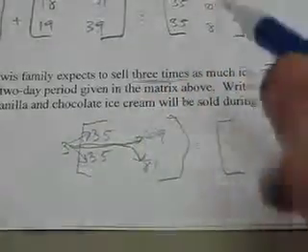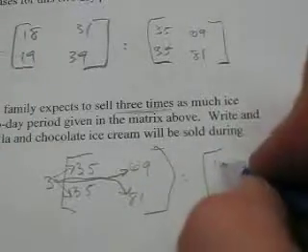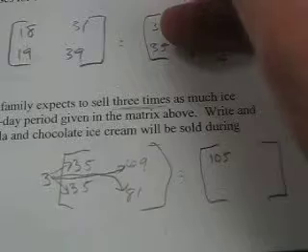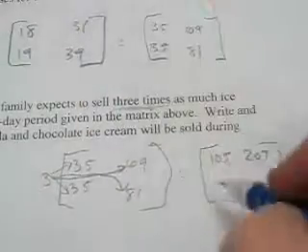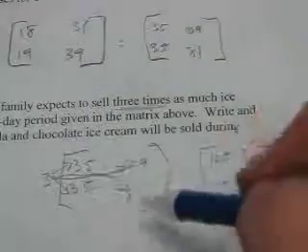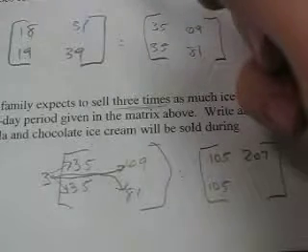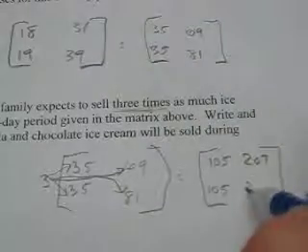3 times 35 gives us 105. 3 times 69 gives us 207. 3 times 35 again is going to give us 105. And 3 times 81 is going to give us 243.